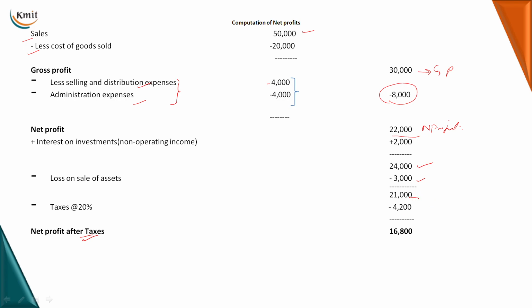And the resulting value is 21,000, which is your net profit before taxes, on which you are supposed to calculate the 20% tax rate, coming to the extent of 4,200. After deducting it, this is the end figure, that is 16,800. It's nothing but your net profit after taxes.